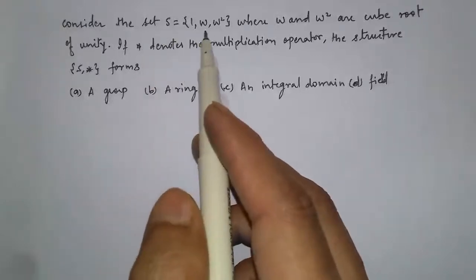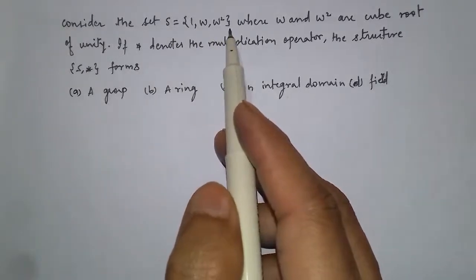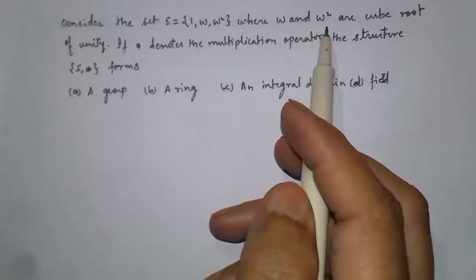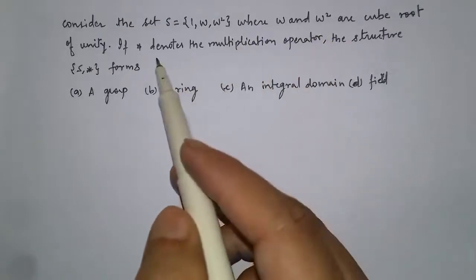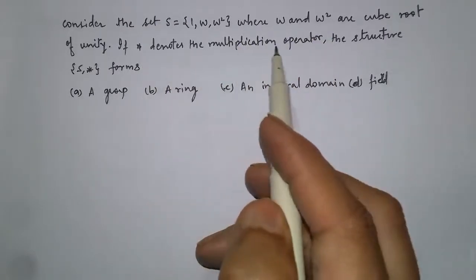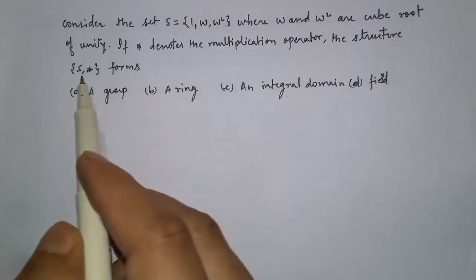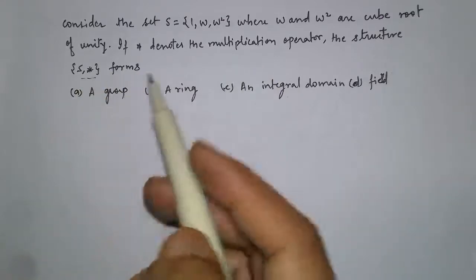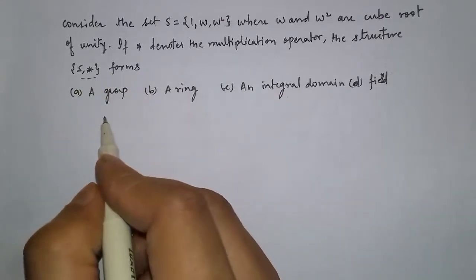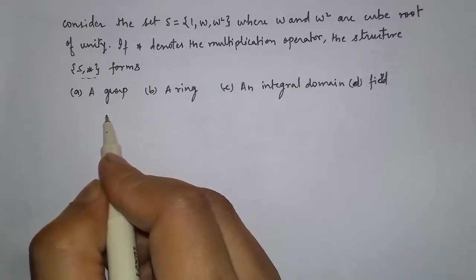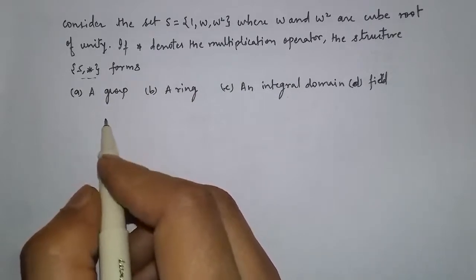Here the set S is equal to {1, omega, omega square}, where omega and omega square are the cube roots of unity. Star is the multiplication operator. Then the structure (S, star) forms what? See, in order to form a group, it should satisfy four properties.